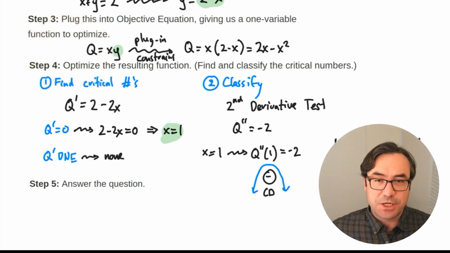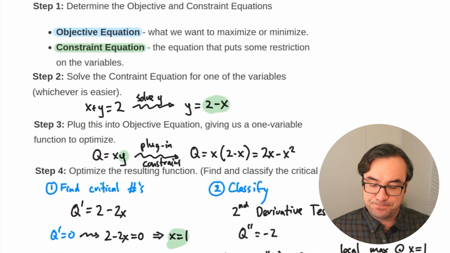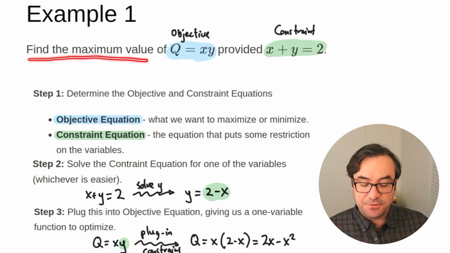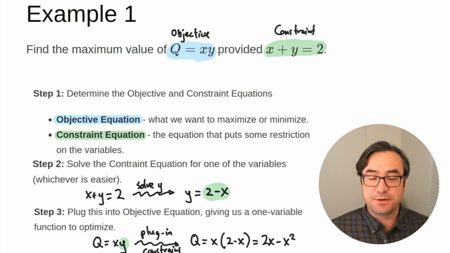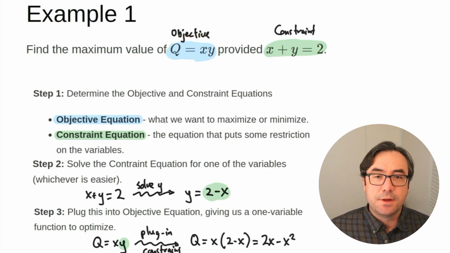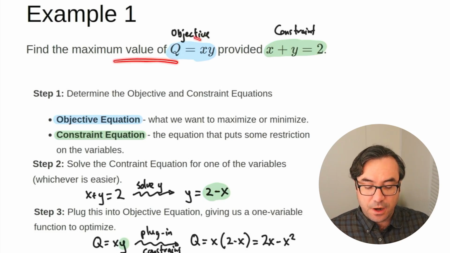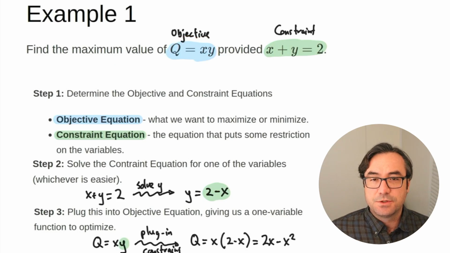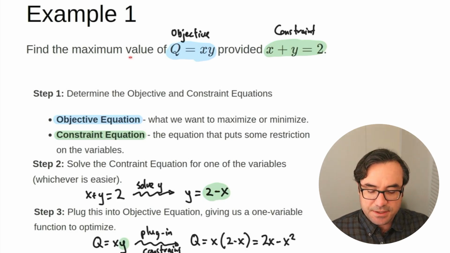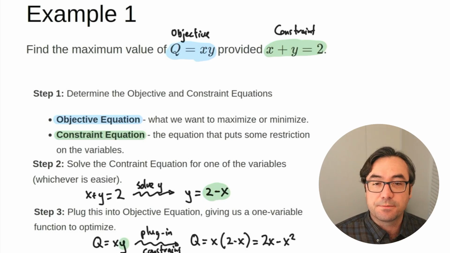So let's go back to the question. What did it say? Well, it said to find the max value of this expression. So we found that we have a maximum at x equals 1, but the question's actually asking us to get the max value of that function. So we just want to make sure, sometimes the directions might say find the x value or find the y value. In this case, it's saying find the value of our function here.